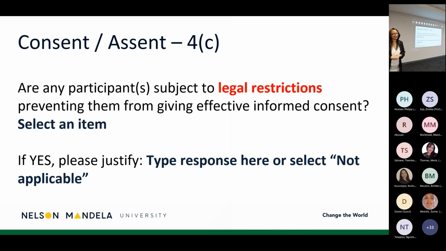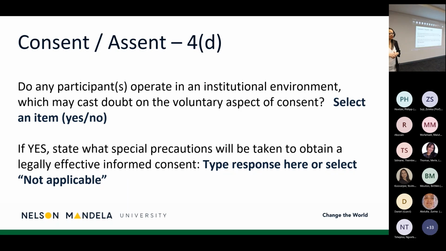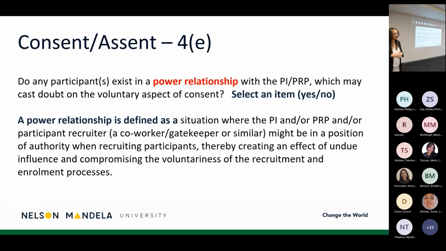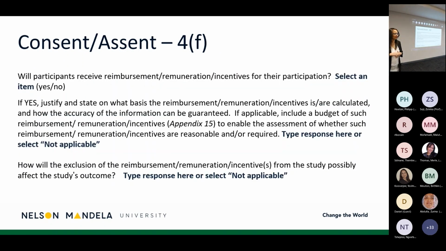Legal restrictions, like cross-country studies, European South Africa, POPIA meets GDPR. We spoke about the institutional environment, so we can skip that one. We spoke about power relationships. Let's skip that one. This one is important. If you are going to offer money or some kind of recompense to your participants, make sure that it's recompense for research-related inconvenience. It mustn't be motivation.